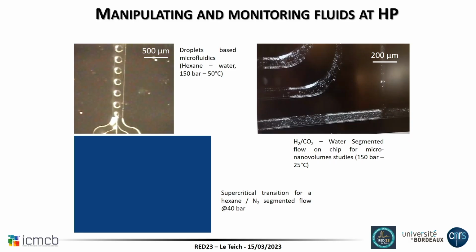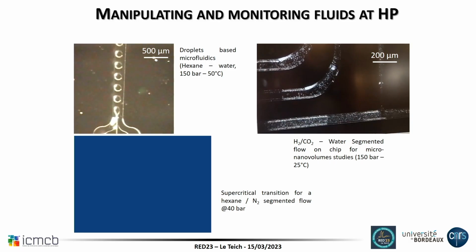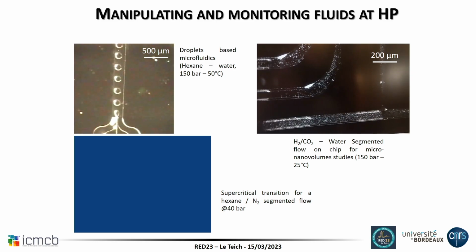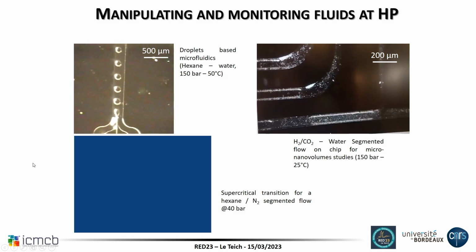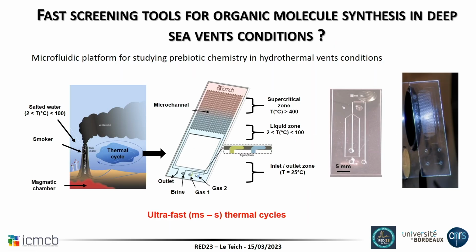Here's the hydrogen, CO2 and water segmented flow, 200 micron here, hexane in water, and well, I'm going to skip this one because I'm going to run out of time.